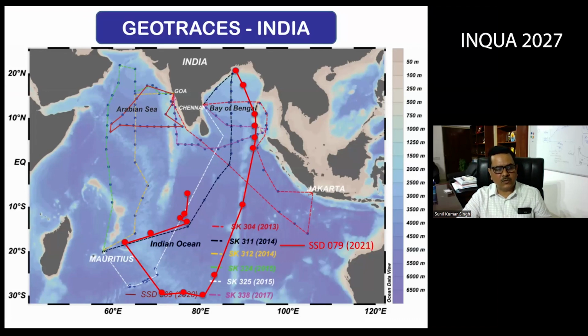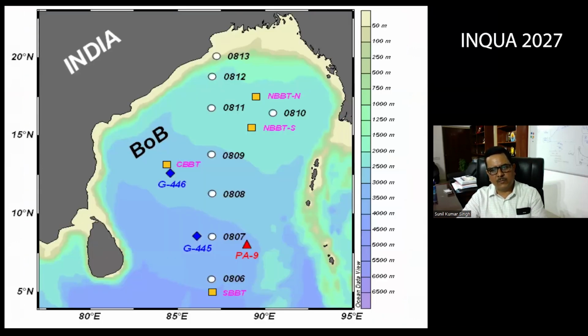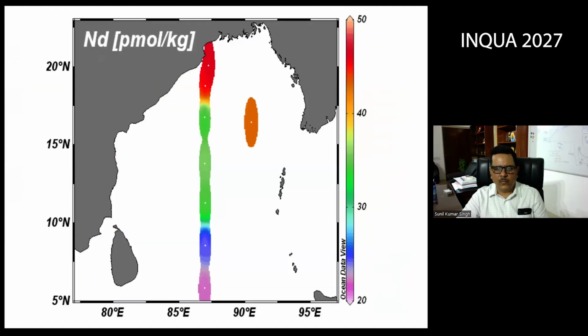Almost up to 30 degrees south, the entire Indian Ocean has been sampled in this program. So a lot of work has been done, and particularly for the neodymium, a lot of technique had to be developed inland. Some of the results I'm trying to show you: this is the Bay of Bengal result. I was telling you before that not many studies were there, but you can see here the neodymium concentration is significantly higher. It is going to 45, 15 picomolar, one of the highest in the globe.